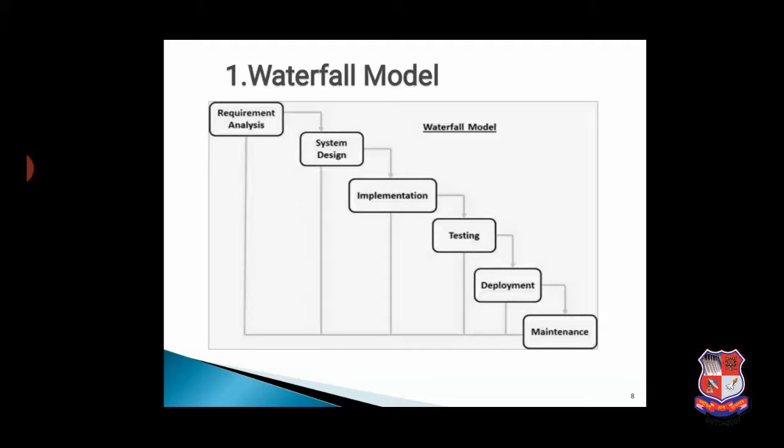Here the outcome of one phase goes to another phase. The outcome of requirement analysis is the input to system design, the output of system design is the input to implementation, the output of implementation is the input to testing, the output of testing is the input to deployment, and lastly the output of deployment is the input to maintenance. So the output of each phase is the input to the next phase. Okay, so this is actually the top down approach. Here all procedures follow a linear or sequential approach.